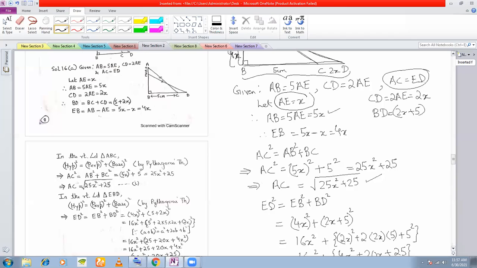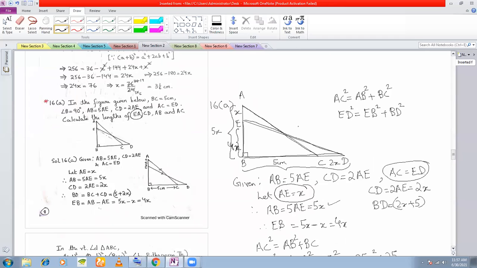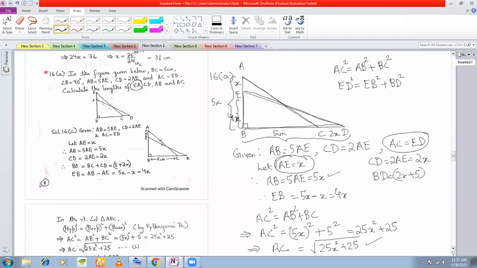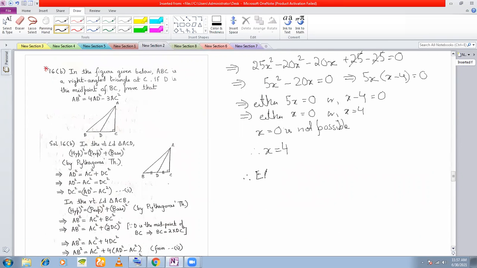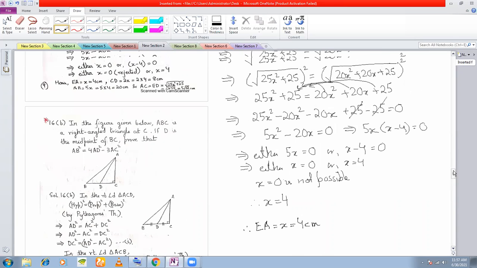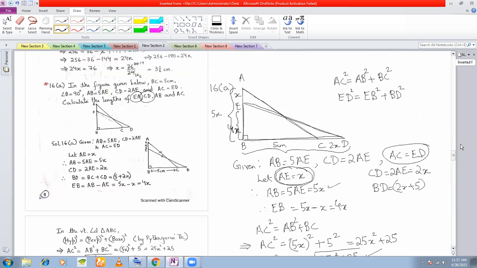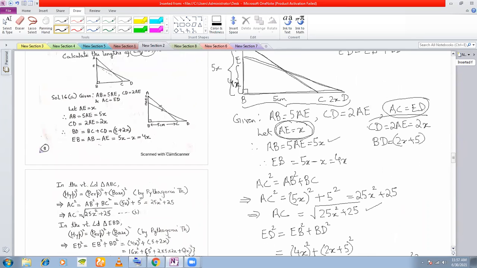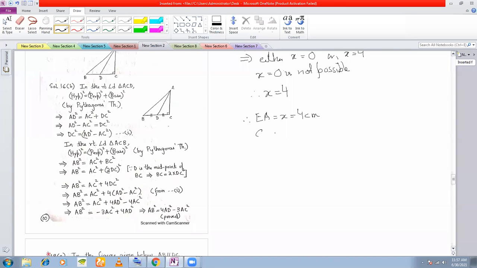We have got AE is equal to x. So therefore, what is the length we have to calculate? We have to first calculate EA or AE. So AE here is x. So therefore EA is equal to x is equal to 4 centimeters. This is the first thing. Second thing here is we have to calculate the length of CD. CD here is 2x. So CD is equal to 2x is equal to 2 into 4, 8 centimeters.